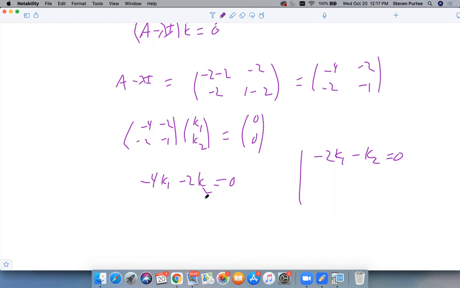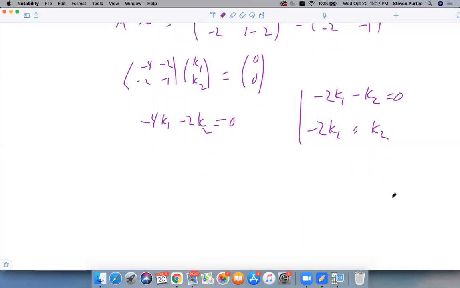So I solve either one of these. It doesn't matter. I'm going to solve the second one because the numbers are easier. So I'm going to move that k2 over. So this is just a relationship. When it comes to eigenvectors, all we're trying to find is a relationship between these two. So now I want any vector that satisfies this equality. I can make up numbers. I could, if I wanted to, say k1 equals 17, so then k2 would be negative 34. Works perfectly fine. You make up anything you want.